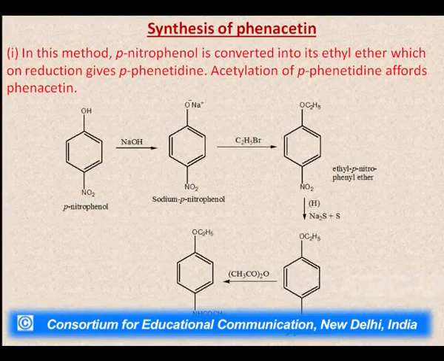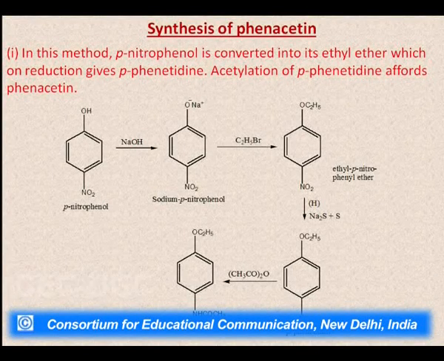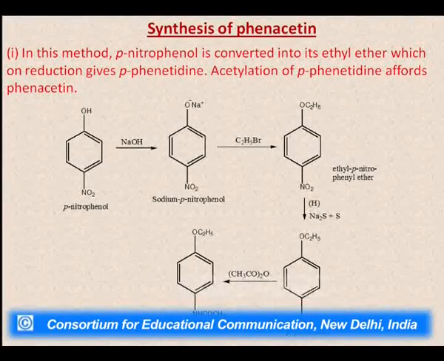Then comes how this phenacetin is synthesized. It can be synthesized from para-nitrophenol. In this method, para-nitrophenol is first converted into its ethyl ether, which on reduction will give para-phenetidine, and acetylation of this para-phenetidine will finally give us phenacetin.